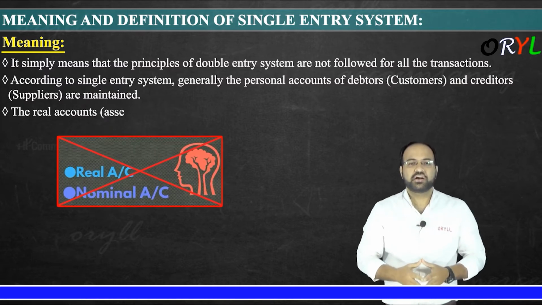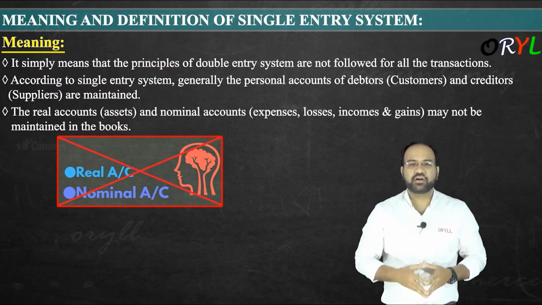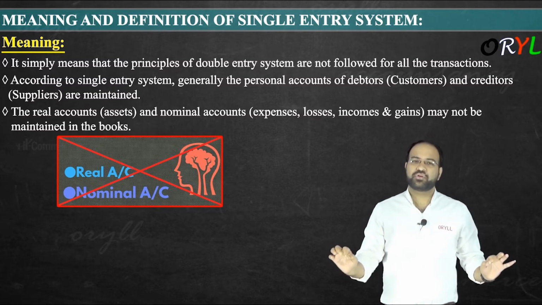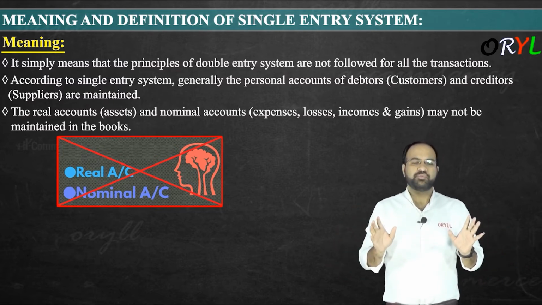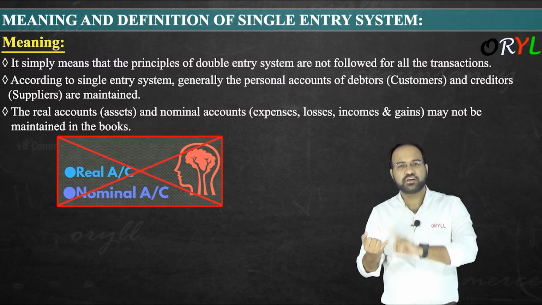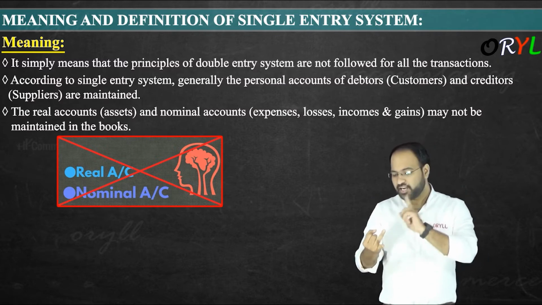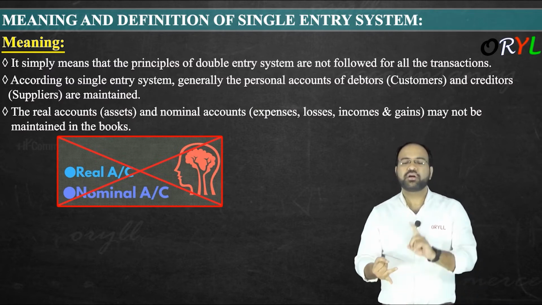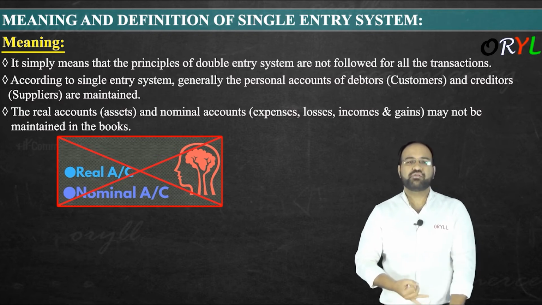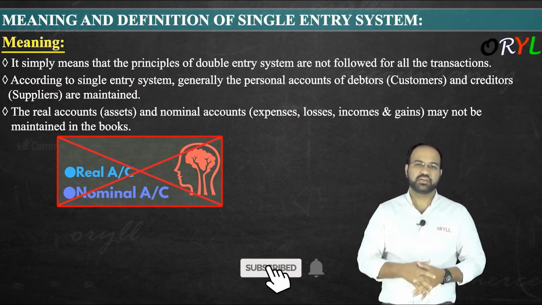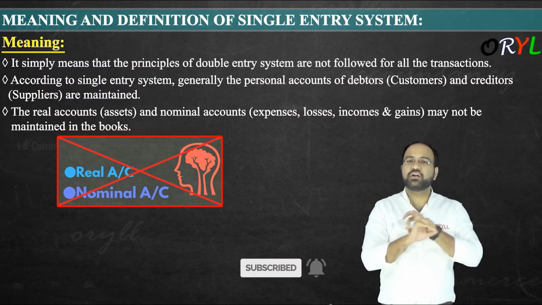Next, the real accounts, that is assets, and nominal accounts, that is expenses, losses, incomes, gains, may not be maintained in this book. What do I mean by this? Sir, in this single entry system, I will maintain only personal accounts, the two of them, only customer and supplier. I will not maintain anything about the assets. It means I will not follow the real accounts, and I will not follow the nominal accounts also. Whatever the other expenses, like electricity bill or rent, all these things will not be recorded here.